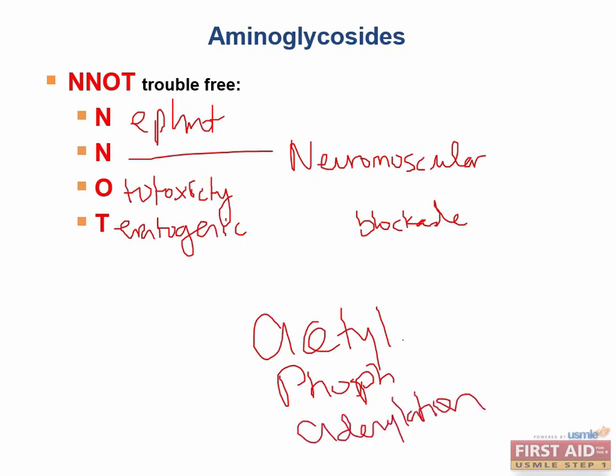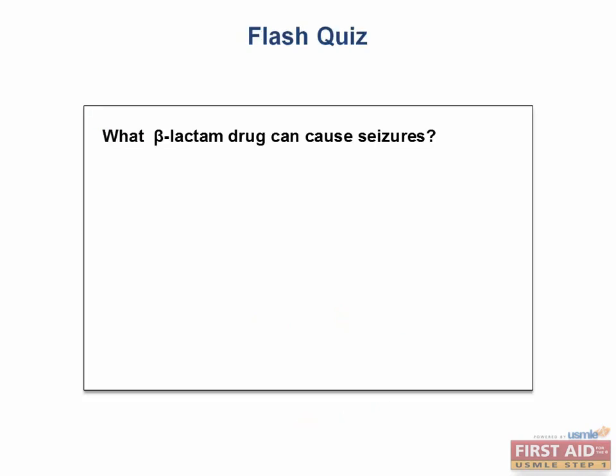Now for a flash quiz. What beta-lactam drug that we've talked about can cause seizures? Remember, this is an important side effect, which makes us not want to use the drug. Very good. Imipenem, or the carbapenems, are notable for their ability to cause seizures in patients. Remember, these drugs are big guns, and they are reserved only to be used in organisms that are highly resistant to a number of different antibiotics.